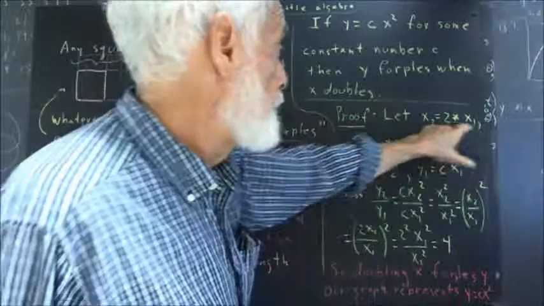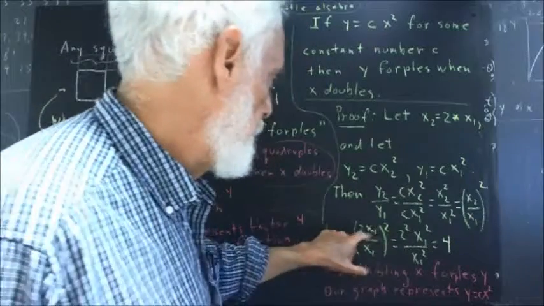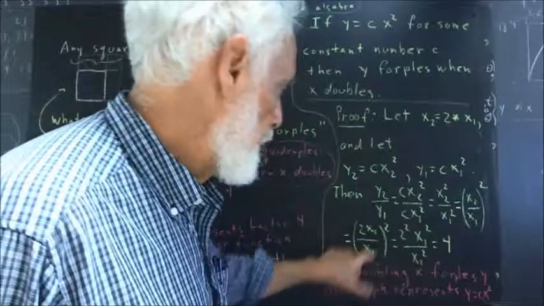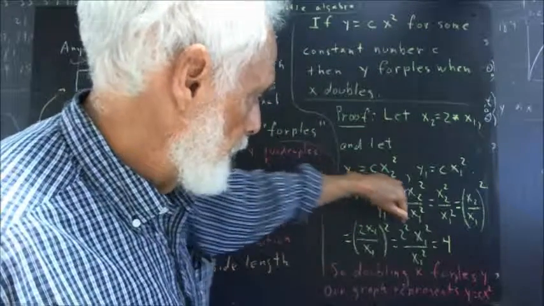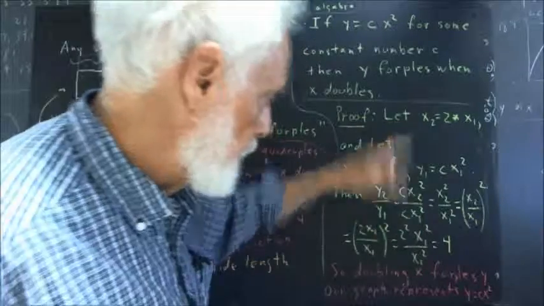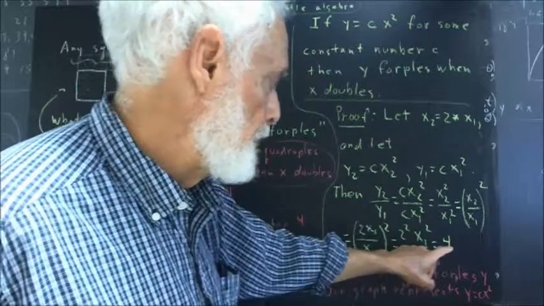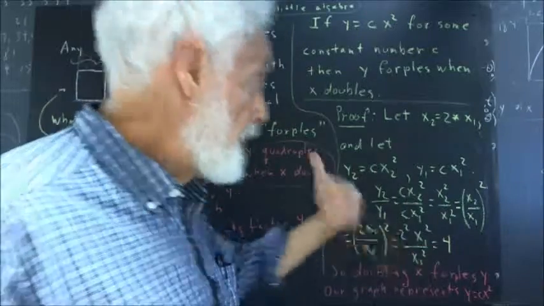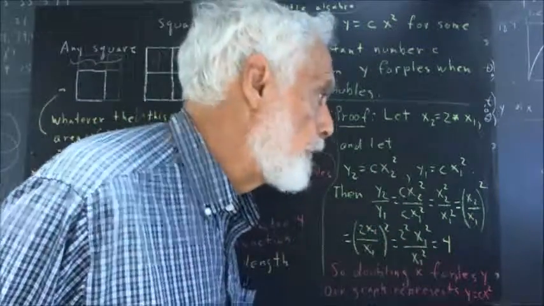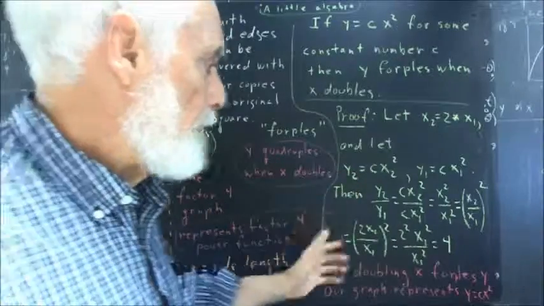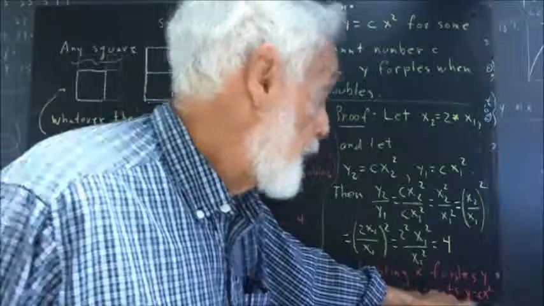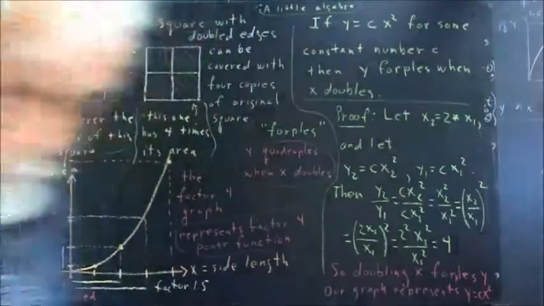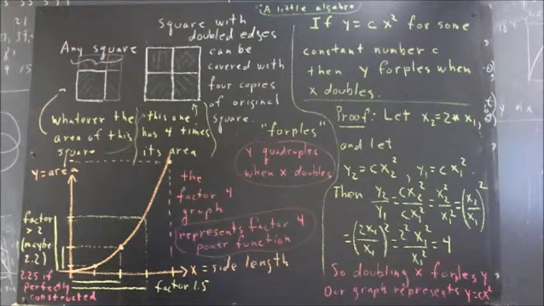Now, since x2 equals 2 times x1, then we replace x2 by 2 times x1, leave x1 where it is, so that we have this expression. Squaring everything, we can square the 2, we square the x1, we square this x1, we get 2 x1 squared over x1 squared. x1 squared over x1 squared is 1, so our result is 2 squared, which is 4, which means that y has now changed by factor 4, and we've shown that doubling x quadruples y. So our graph represents y equals c x squared. It has to represent y equals c x squared, and that's before we actually label the scales.